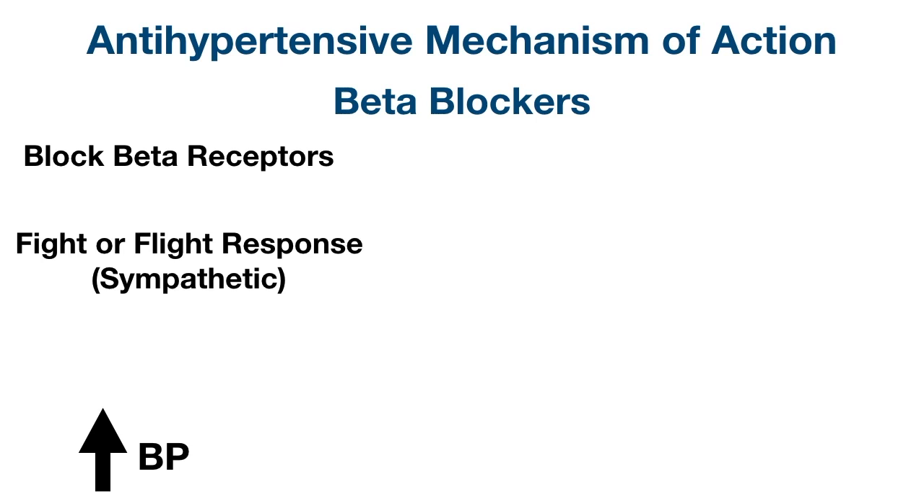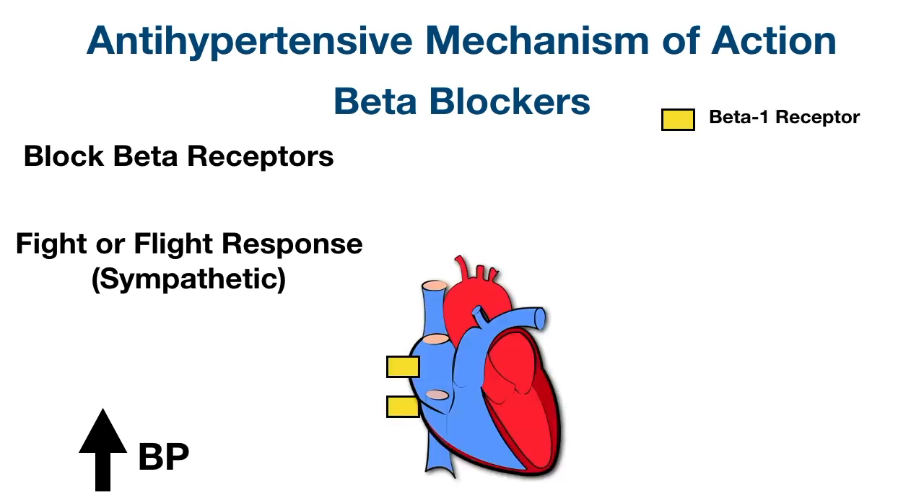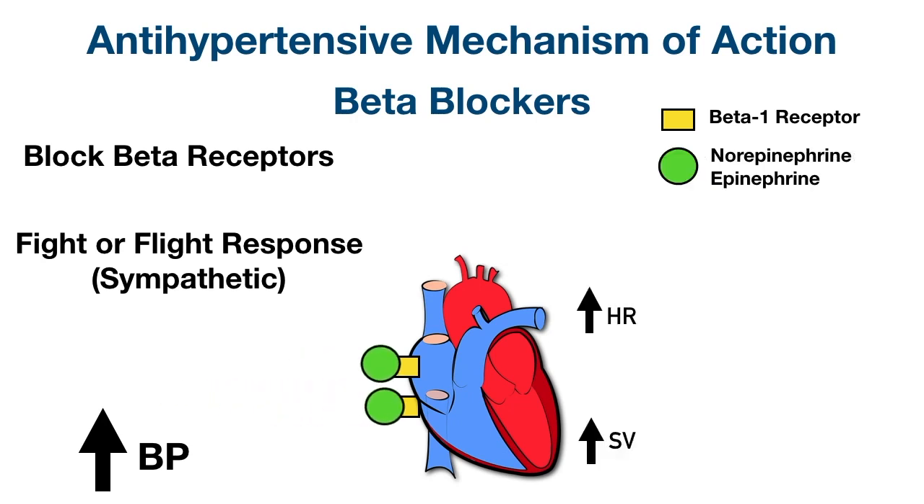We already learned how alpha-1 receptors on blood vessels increase blood pressure through vasoconstriction, but there are beta receptors in the heart that increase blood pressure when activated too. When sympathetic catecholamines such as norepinephrine and epinephrine bind to beta-1 receptors in the heart, heart rate increases, as well as stroke volume from increased cardiac contraction. This will cause increased cardiac output and increased blood pressure as a result.